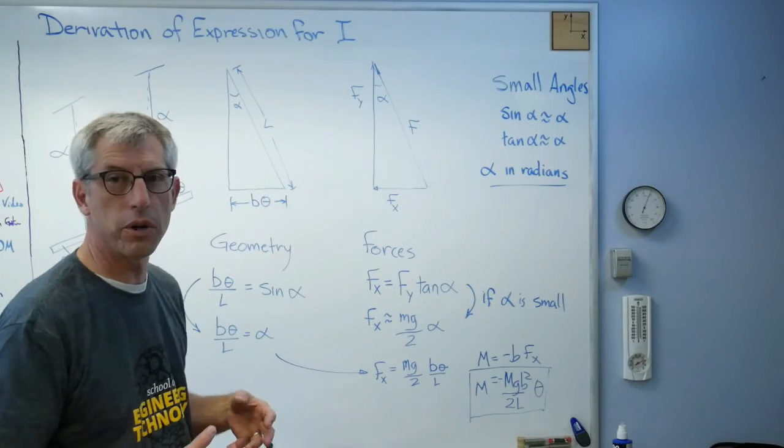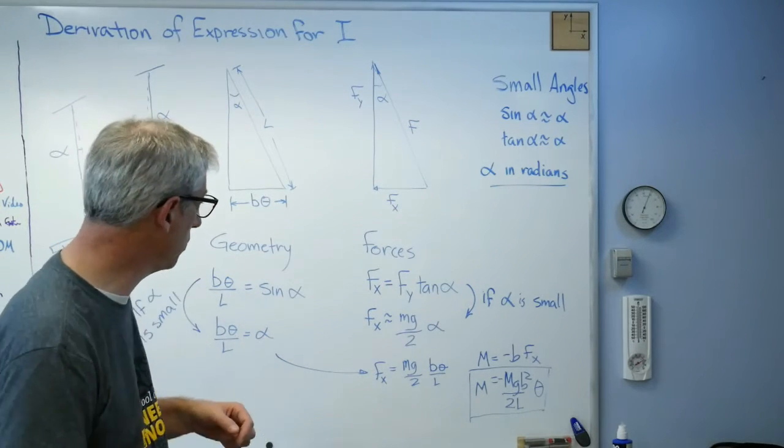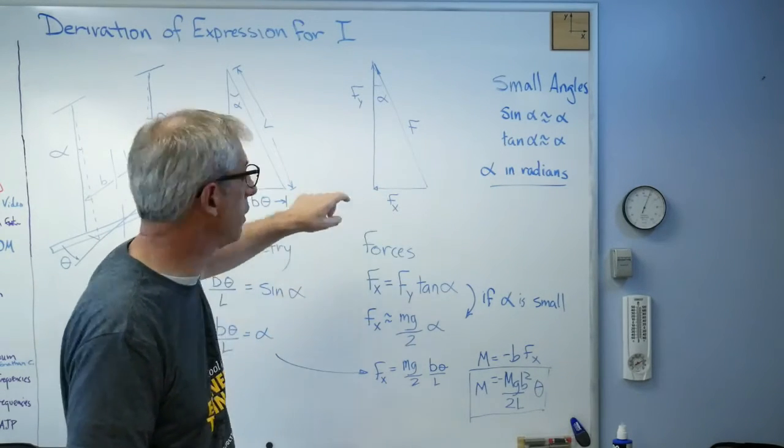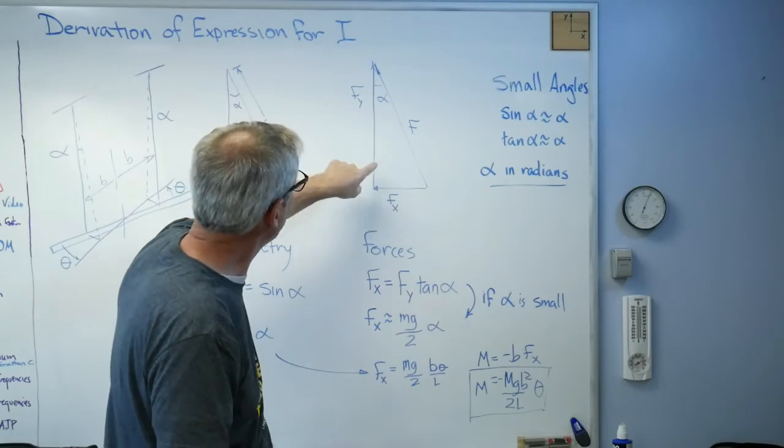It makes it much harder to get a usable, actionable result. Okay, using similar triangles, what do the forces look like? There's what the string looks like. What forces are at play?